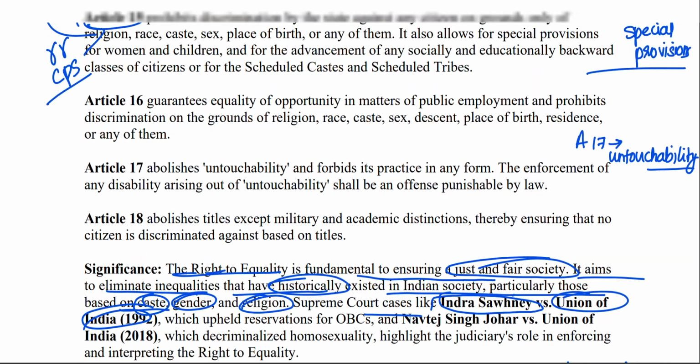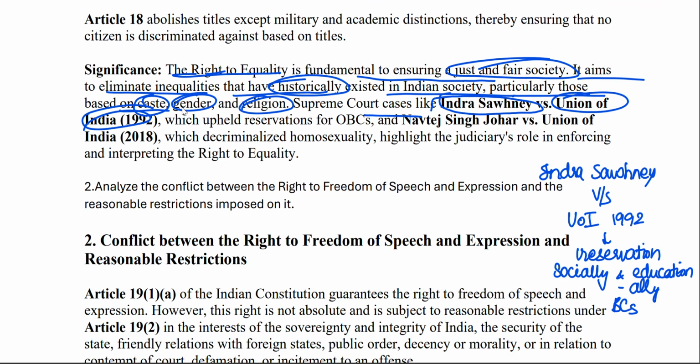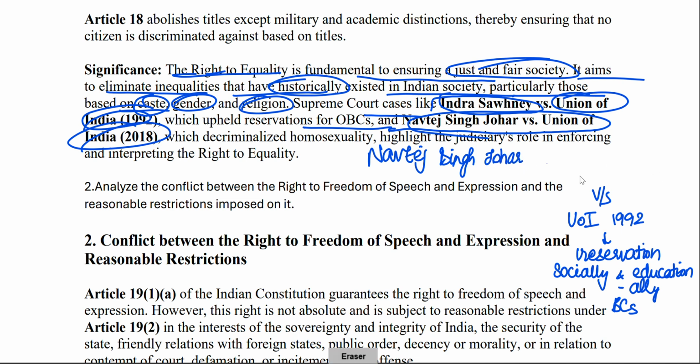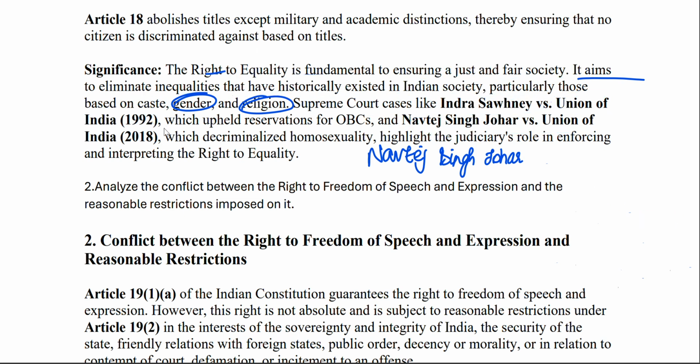So it deals with Article 15, reservations in institutions, and Article 16, reservations in public employment. So, reservation for the OBCs. Navtej Singh Johar versus Union of India, 2018: here we say that there is a decriminalization of homosexuality, which highlights the judiciary's role in enforcing and interpreting the right to equality.